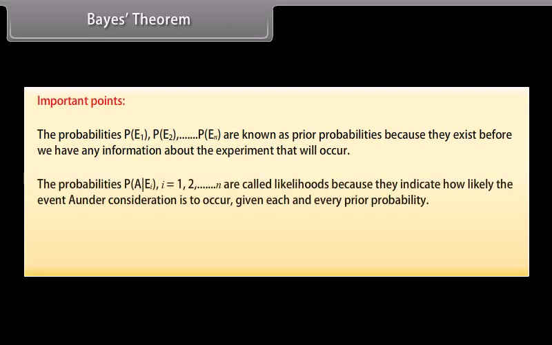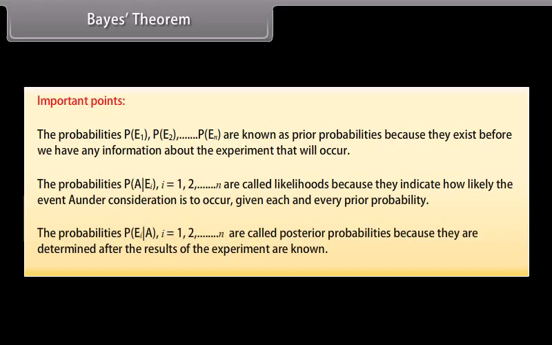The conditional probability of A when Ei is given, i equal to 1, 2, up to n, are called likelihoods because they indicate how likely the event A under consideration is to occur, given each and every prior probability.